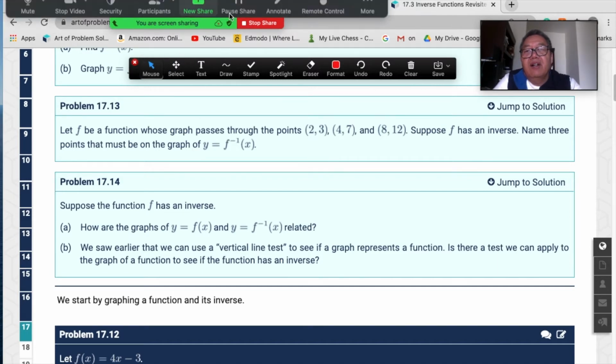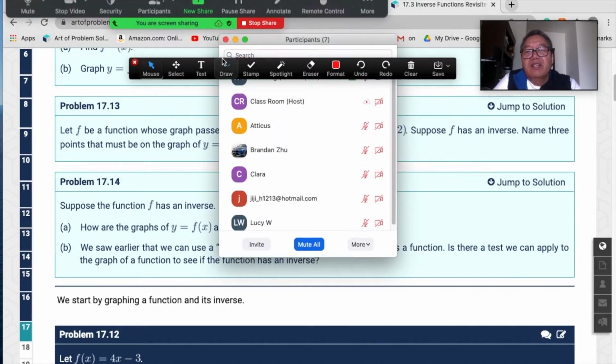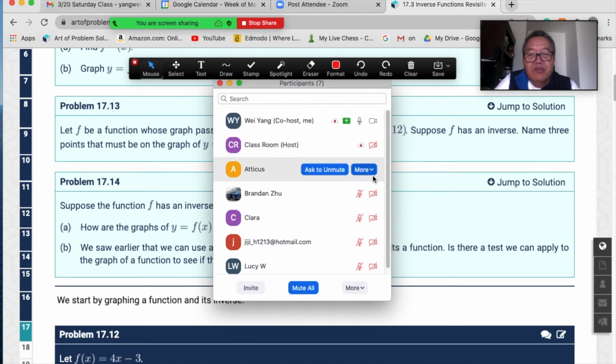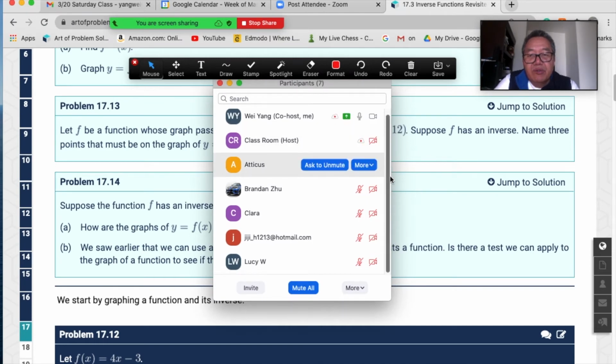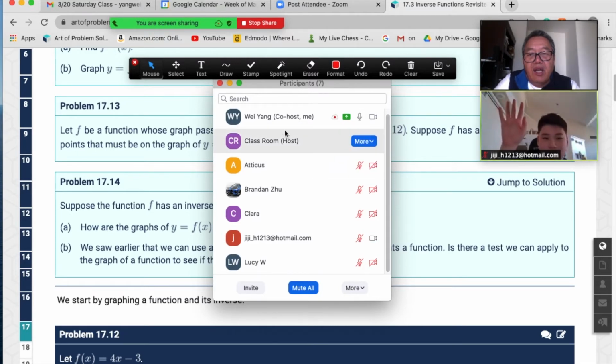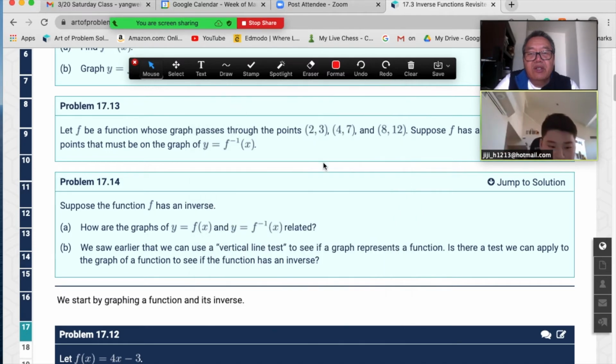Okay, now let's say 3. Can you name one point? 3 is not here today. Let's say, okay, E, can you name one of these points? Maybe (3, 2). Yes, that's correct. (3, 2).